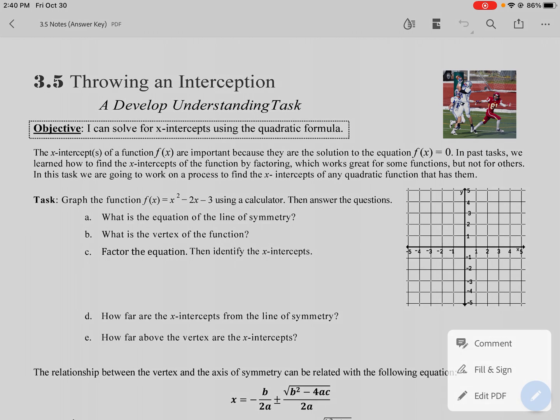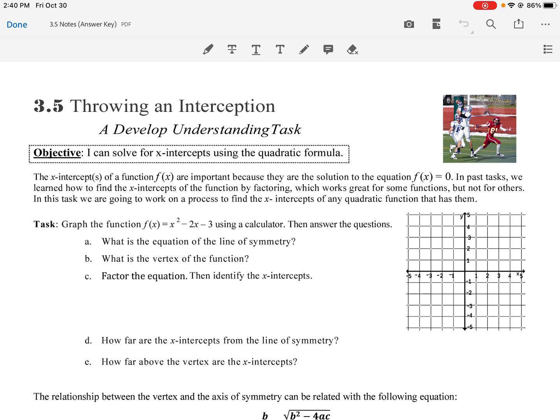Okay, today we're going to look at solving quadratic equations. In particular, today we're going to solve for the x-intercepts of quadratic equations using the quadratic formula. So we're going to learn something new today.